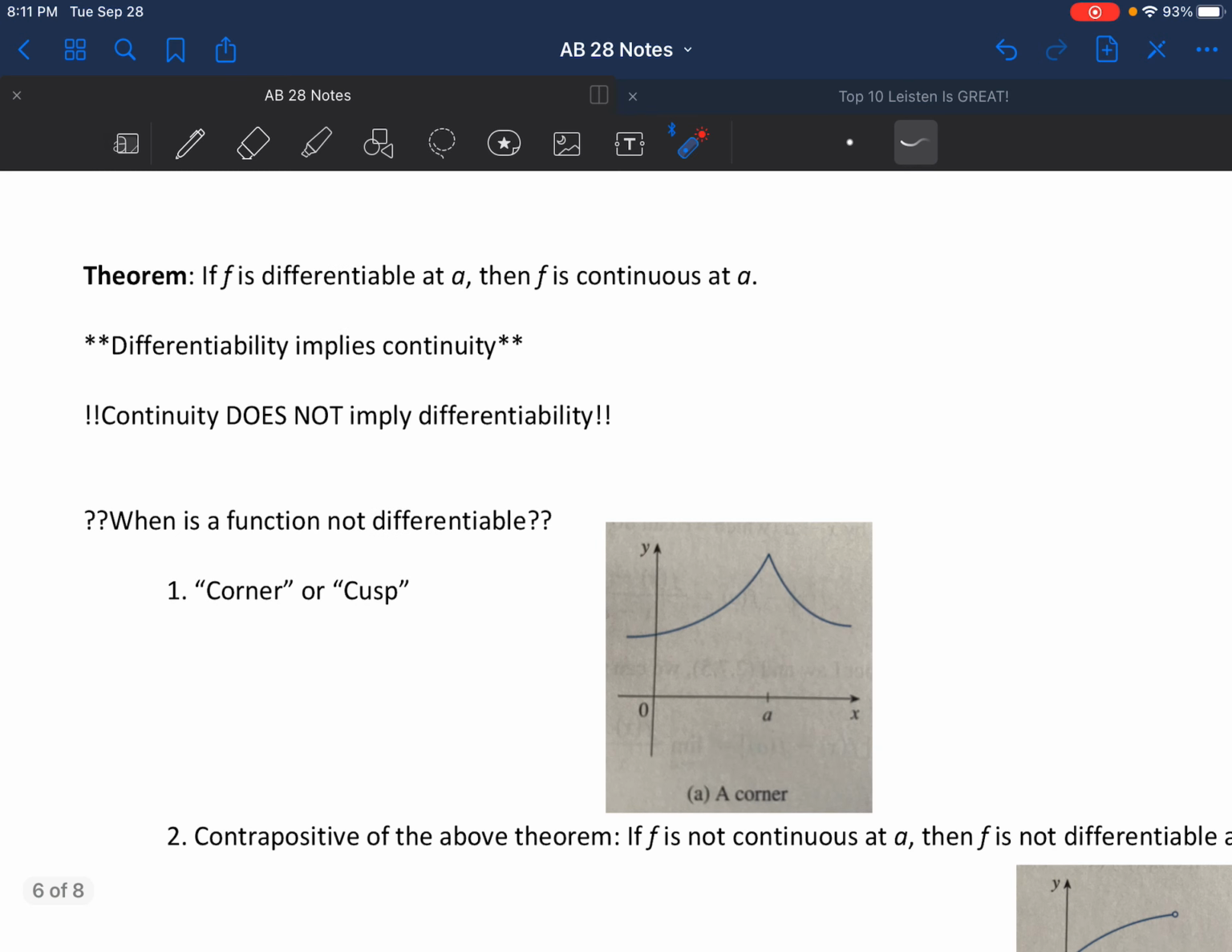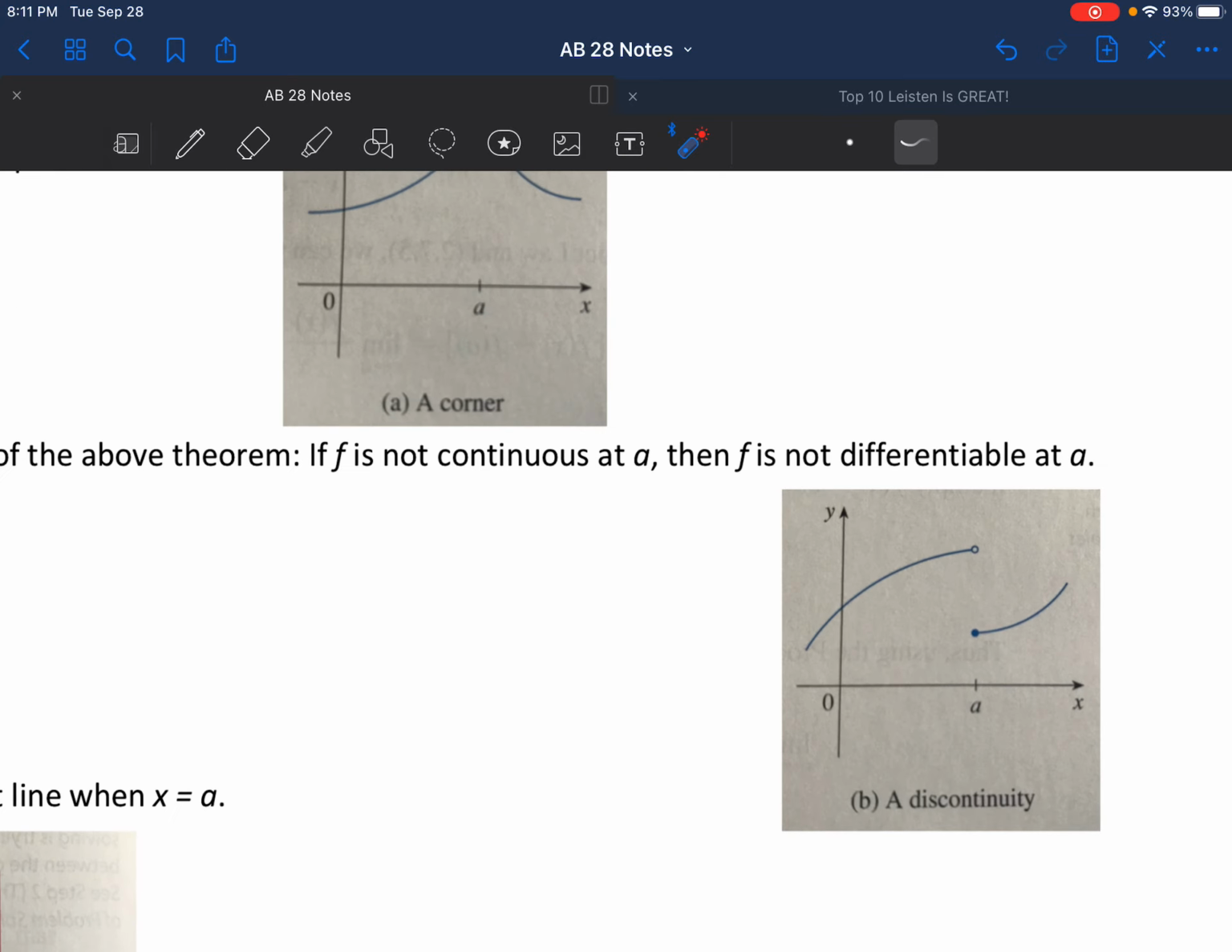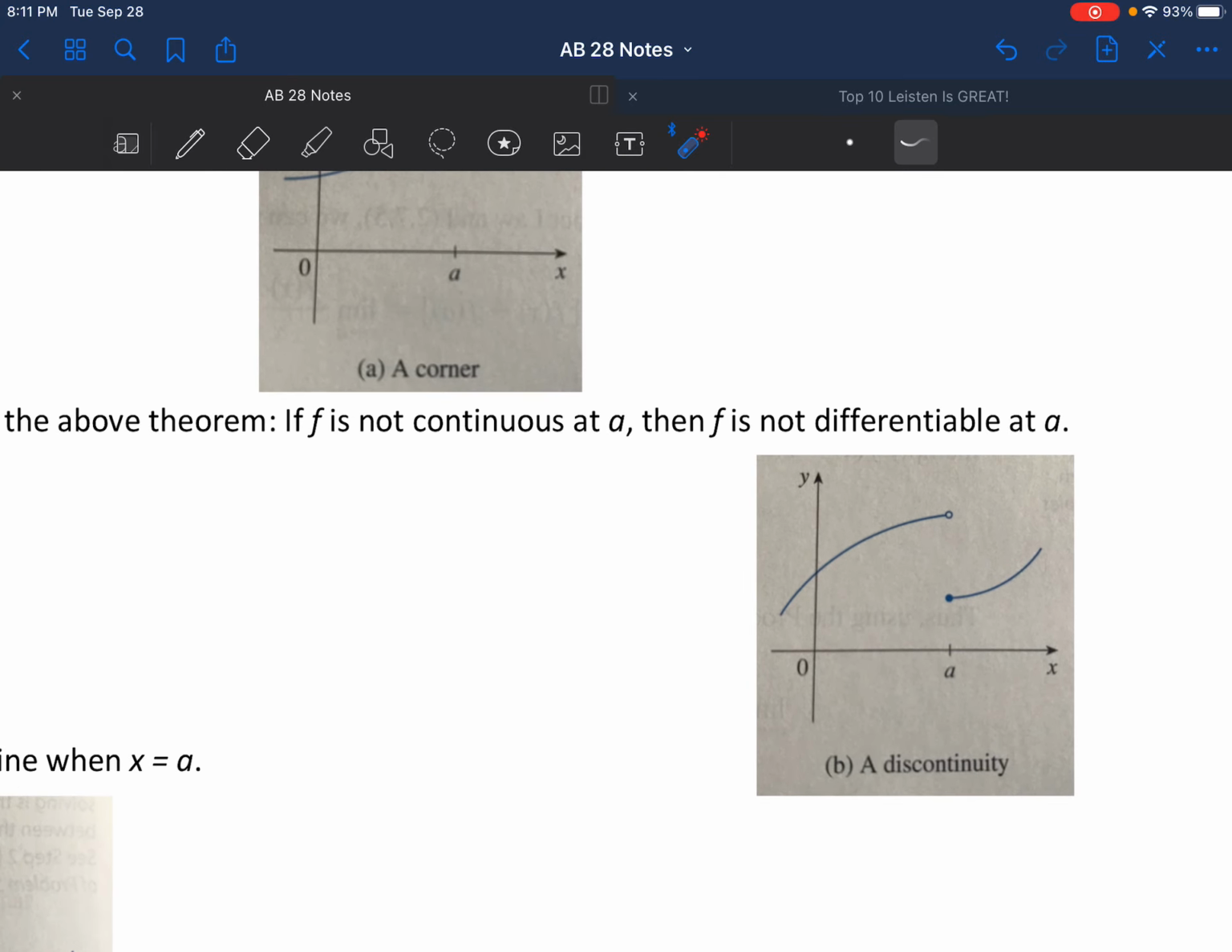From here, back to the theorem, if a function is differentiable, then it is continuous. If we take the contrapositive, meaning we negate the second term, we negate the initial term, and we swap, it's also a true statement. If f is not continuous, then it is not differentiable. So we are not differentiable if we are not continuous. So anywhere where we have a discontinuity, our derivative is not defined.